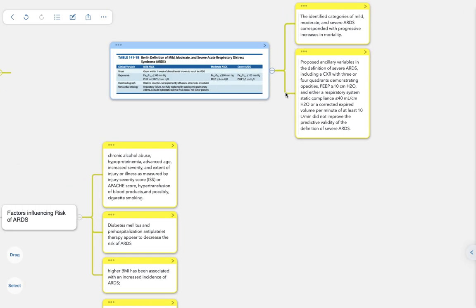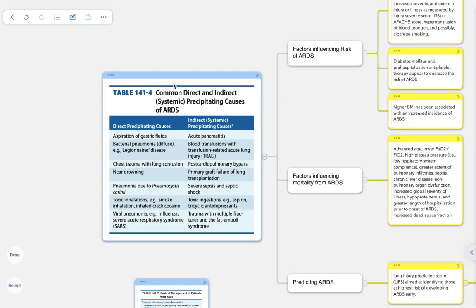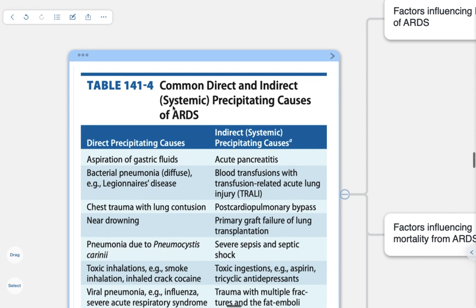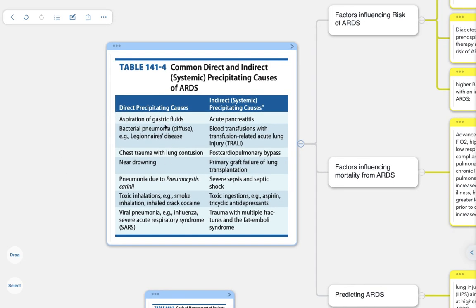Then, coming to the factors, we have talked a lot about the etiologies. Broadly speaking, we have divided the etiologies into the ones which cause a direct impact and the ones which cause an indirect or systemic impact. Direct precipitating causes of ARDS include aspiration of gastric fluids, bacterial pneumonia, especially diffuse type seen in Legionnaire's disease, chest trauma with lung contusion, near drowning, pneumonia due to Pneumocystis carinii, toxic inhalation, for example, smoke inhalation, inhaled crack or cocaine, viral pneumonias, for example, influenza, SARS, and SARS-CoV-2.